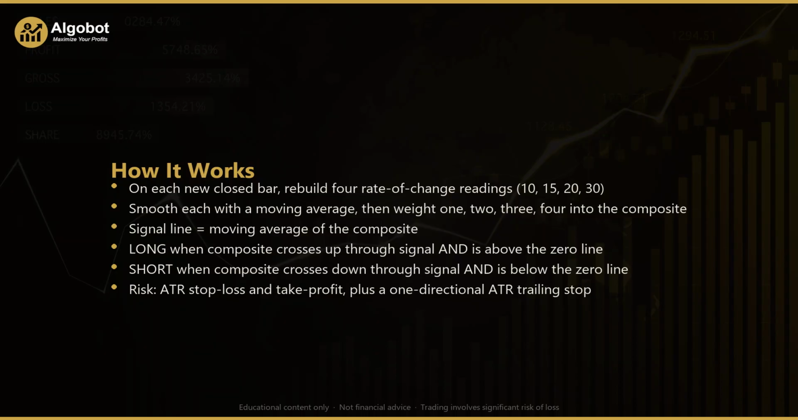On top of that, a trailing stop follows the trade. Once price has moved 1 range unit in the position's favor, the stop begins to ratchet to a set distance behind price, and importantly, it only ever tightens, never loosens. That's how the strategy attempts to protect open profit while still letting a trend run. And of course, none of this removes risk. Losses are a normal part of any approach.